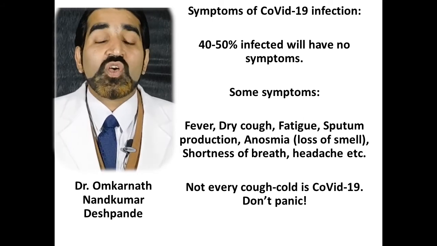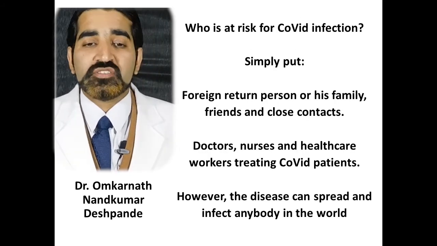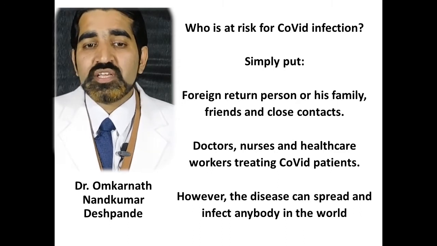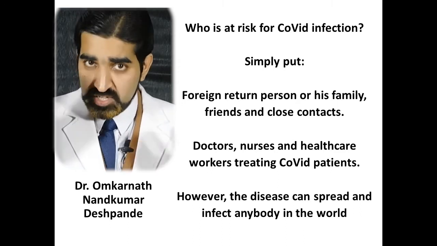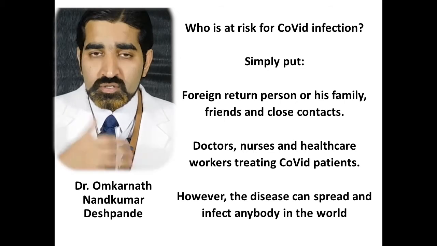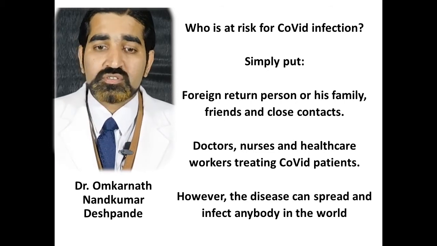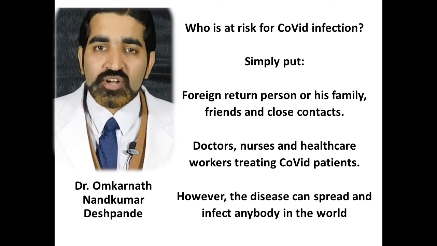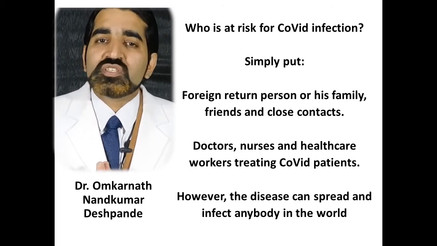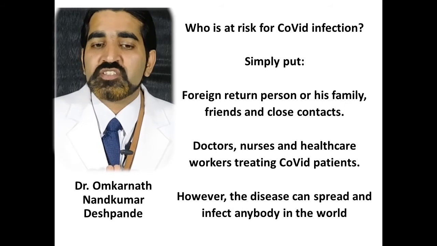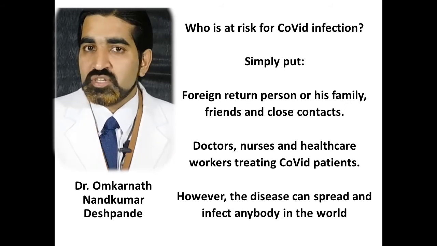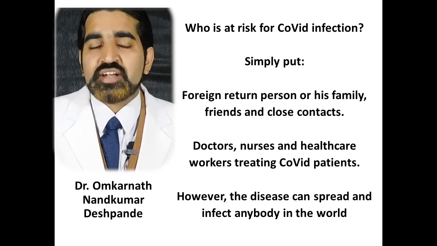Don't panic. Who is at risk for this COVID infection? Simply put, foreign return people or his or her family, friends and close contacts in the beginning, but now doctors, nurses, healthcare workers treating COVID patients, and we should accept that now it has started to spread all over the country and we are almost in stage 3 now. So everyone can be suspected, can have disease if we do not practice social distancing.